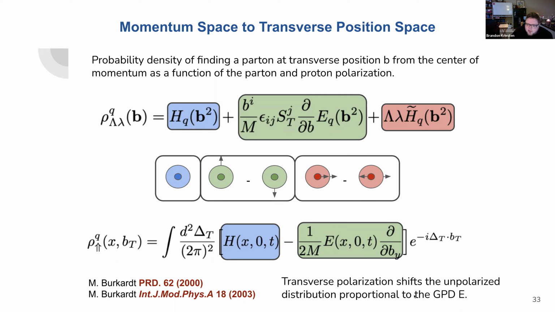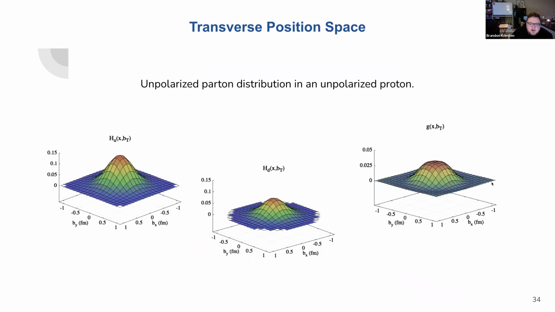And so one can see that there's these sort of transverse polarization shifts in the unpolarized distributions that are proportional to this GPD E. This has been well known by this work by Matthias Burkardt. So we started looking at these objects and what we could do under Fourier transform with our parameterization. So these are just some toy plots that we did that are similar to what I showed in the very first slide, but these are using our parameterization.